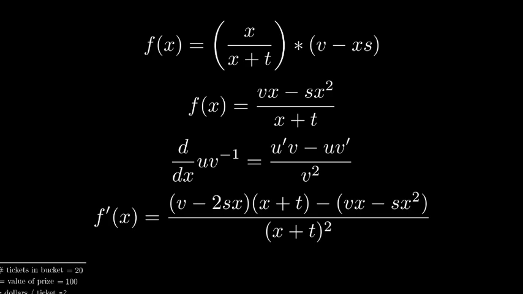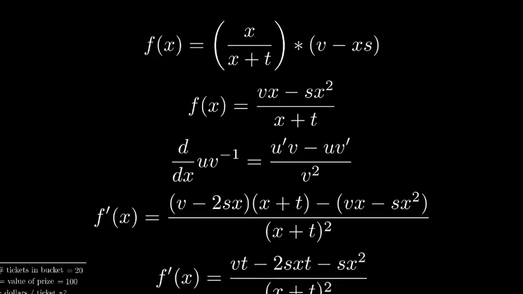Let's multiply all this out and cancel, and we're left with just VT minus 2SXT minus SX squared, all over the sum of T and X squared. I'm going over all the nitty-gritty math quickly, so if any of it doesn't make sense, I'd recommend stopping and trying to figure it out yourself.